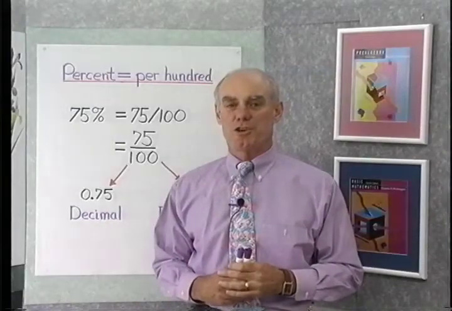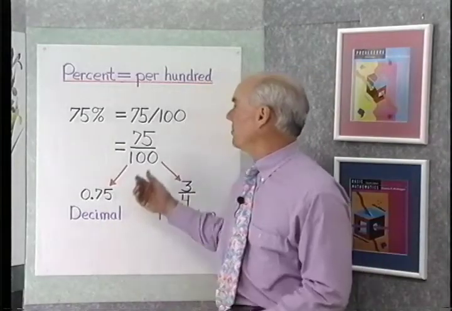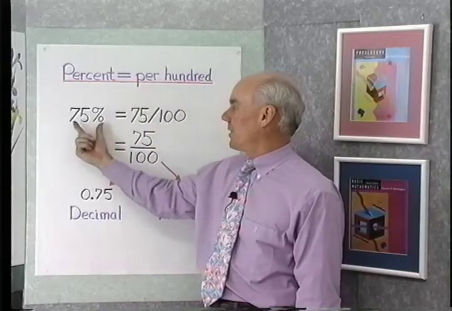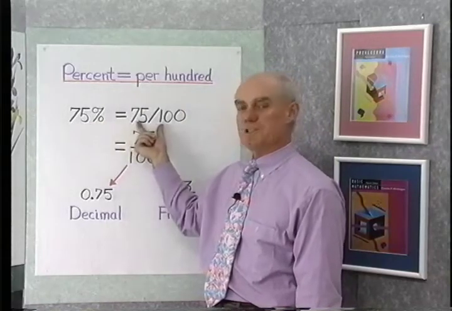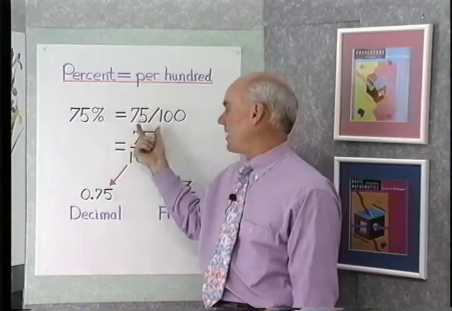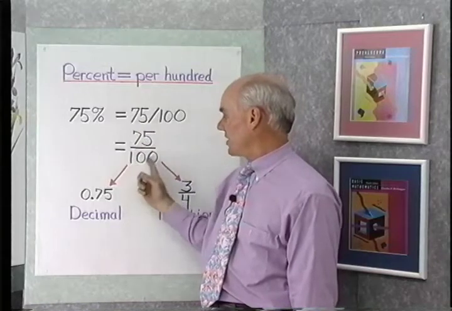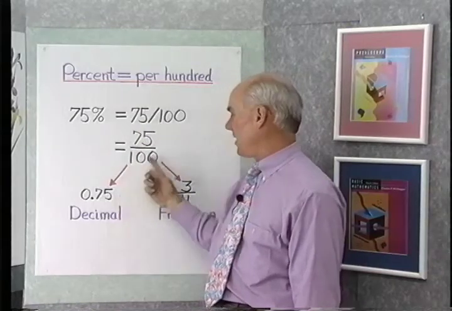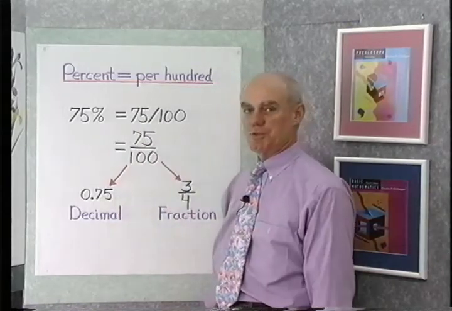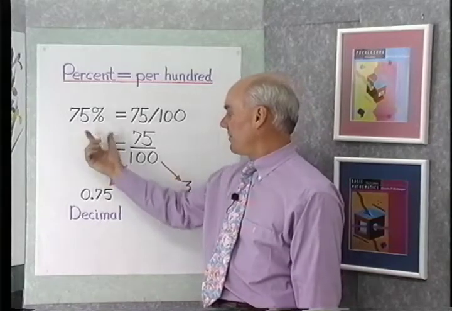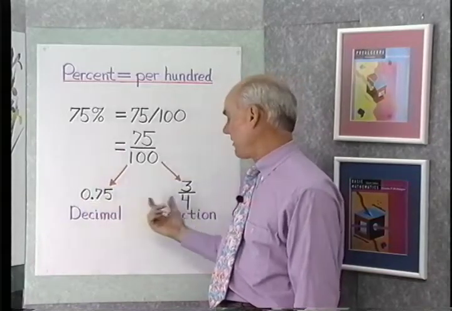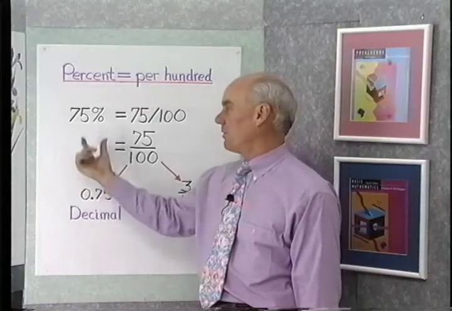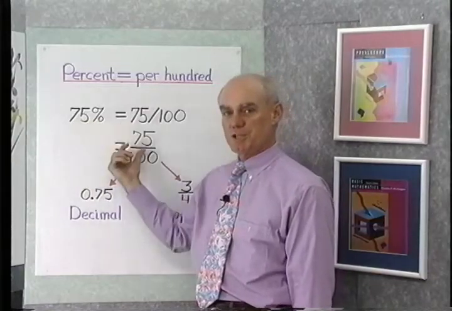In this section, we're going to start our work with percent. Now, percent means per hundred. So if I write 75%, that means 75 per hundred, or 75 over 100. So as a decimal, that's 0.75, or as a fraction, I could reduce it to 3/4. So 75%, 0.75, and 3/4 are all equivalent numbers because percent means per hundred.